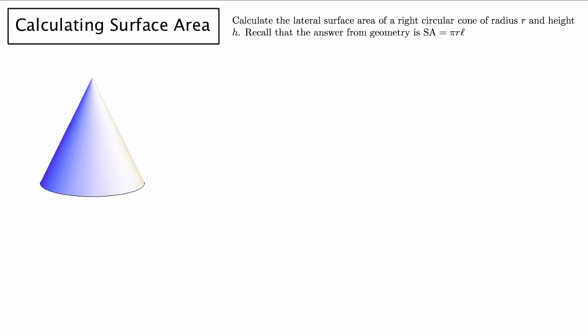In class, we talked about the surface area of a cone, and at the time, I just told you what the surface area of a cone was. We recall from geometry that it's pi r L, where L is what we call the slant height.